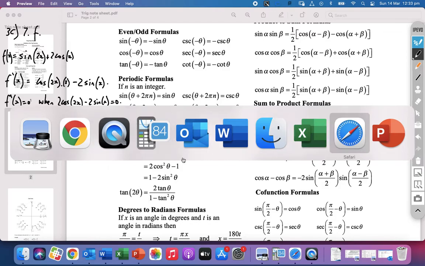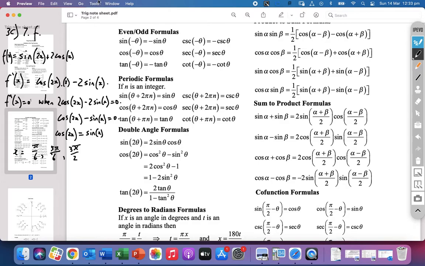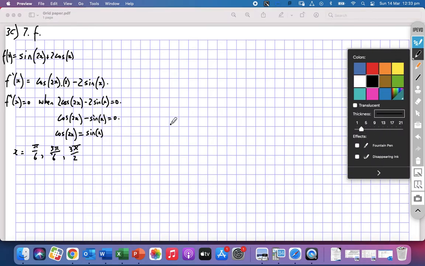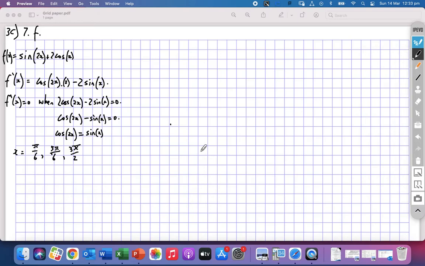What am I doing? I didn't want to do that. I want to do this. 1 minus 2 sine squared. Right. So I've got my pen back. Don't need that. So from this point here, we'll pretend that we didn't find these. We could say, therefore, 1 minus 2 sine squared x equals sine x.